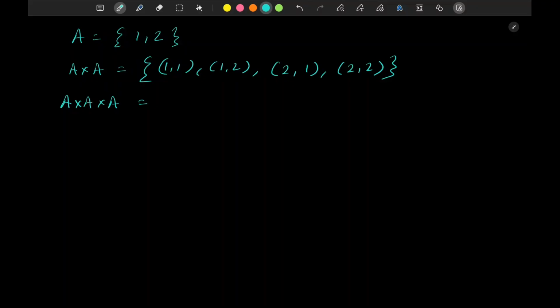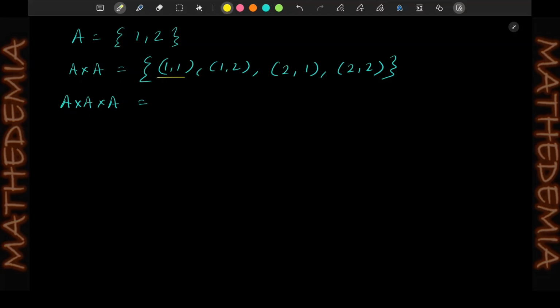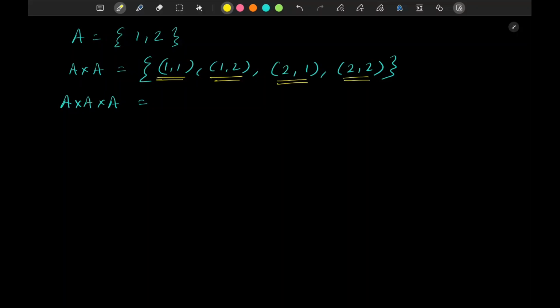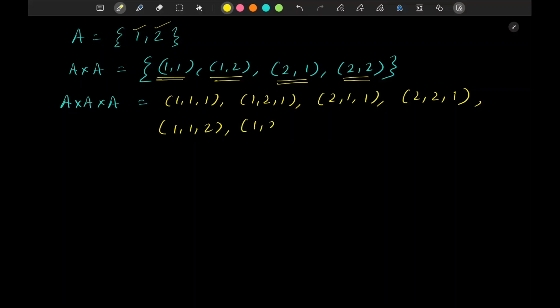Similarly, A cross A cross A can also be found using the same method. So A cross A cross A is actually the Cartesian product of the above set A cross A with the set A. That gives us the ordered triplets where the first elements are taken from set A cross A, taking the ordered pairs (1, 1), (1, 2), (2, 1), (2, 2) as the first component and taking all the elements of A as the second component. That gives us the ordered triplets (1, 1, 1), (1, 2, 1), (2, 1, 1), (2, 2, 1) if we take 1 as the second component, followed by (1, 1, 2), (1, 2, 2), (2, 1, 2), and (2, 2, 2) if we take 2 as the second component.